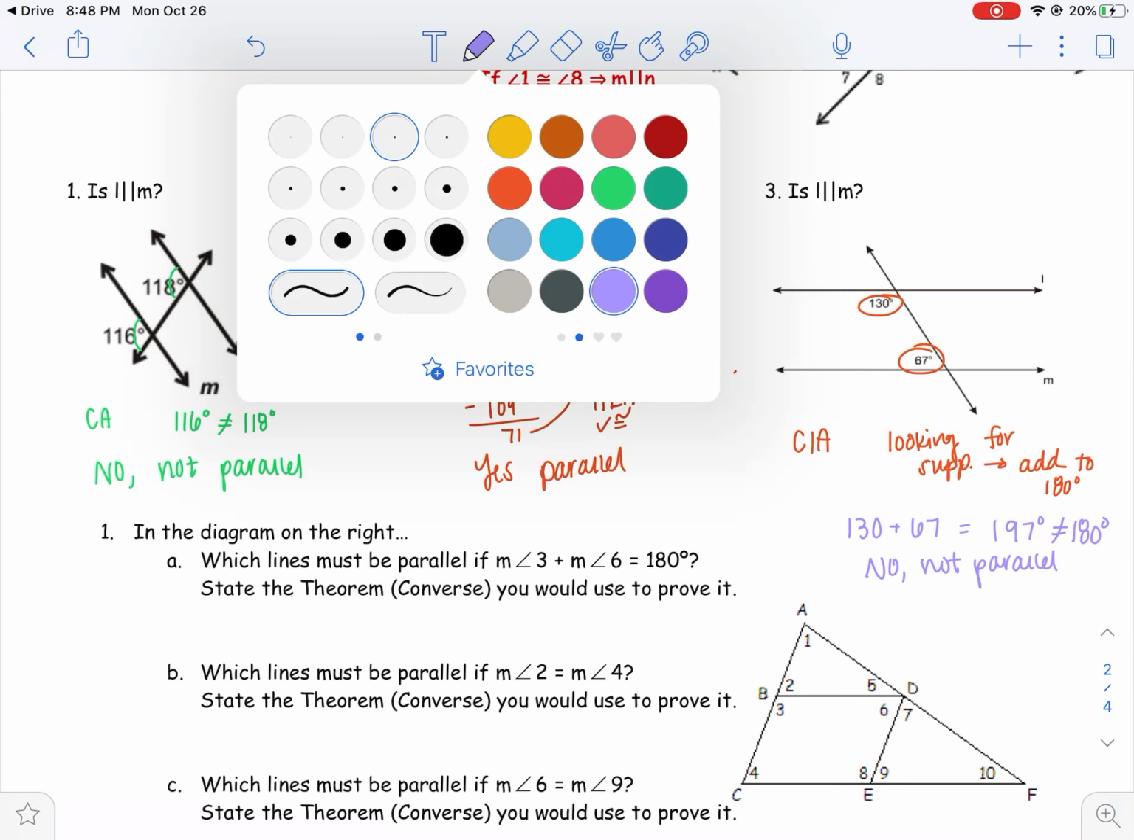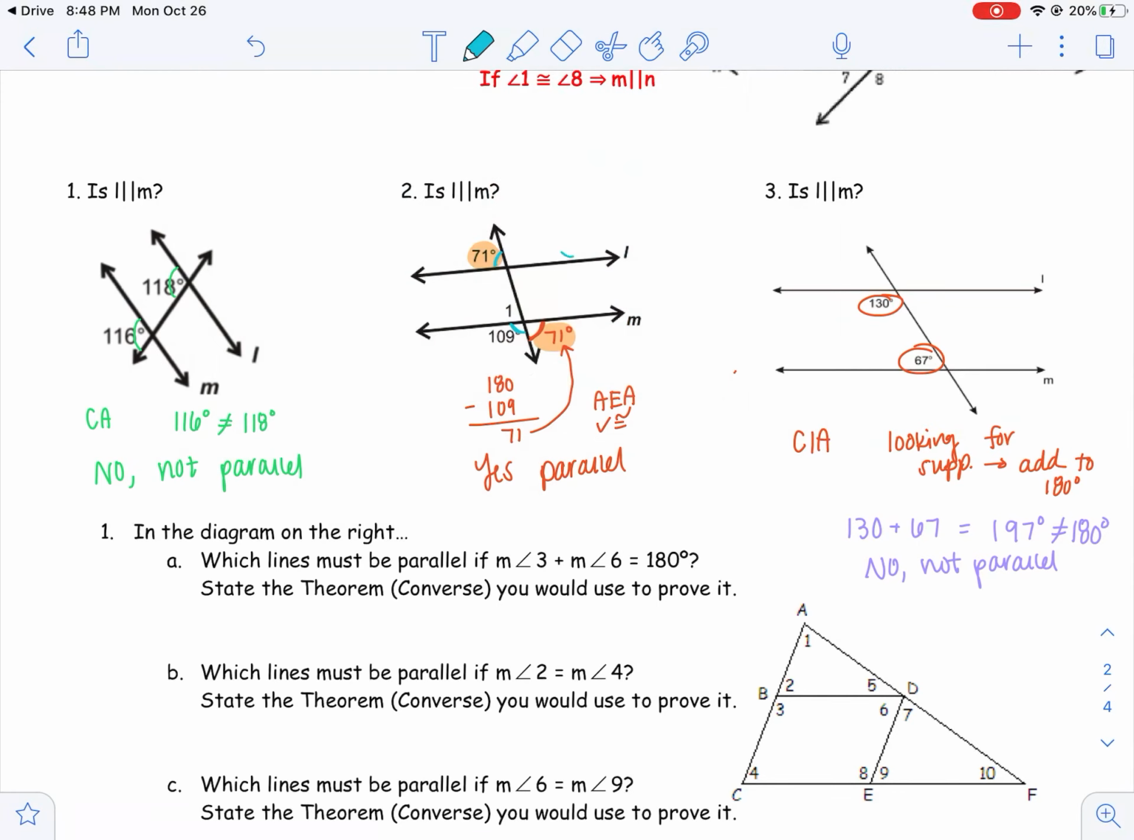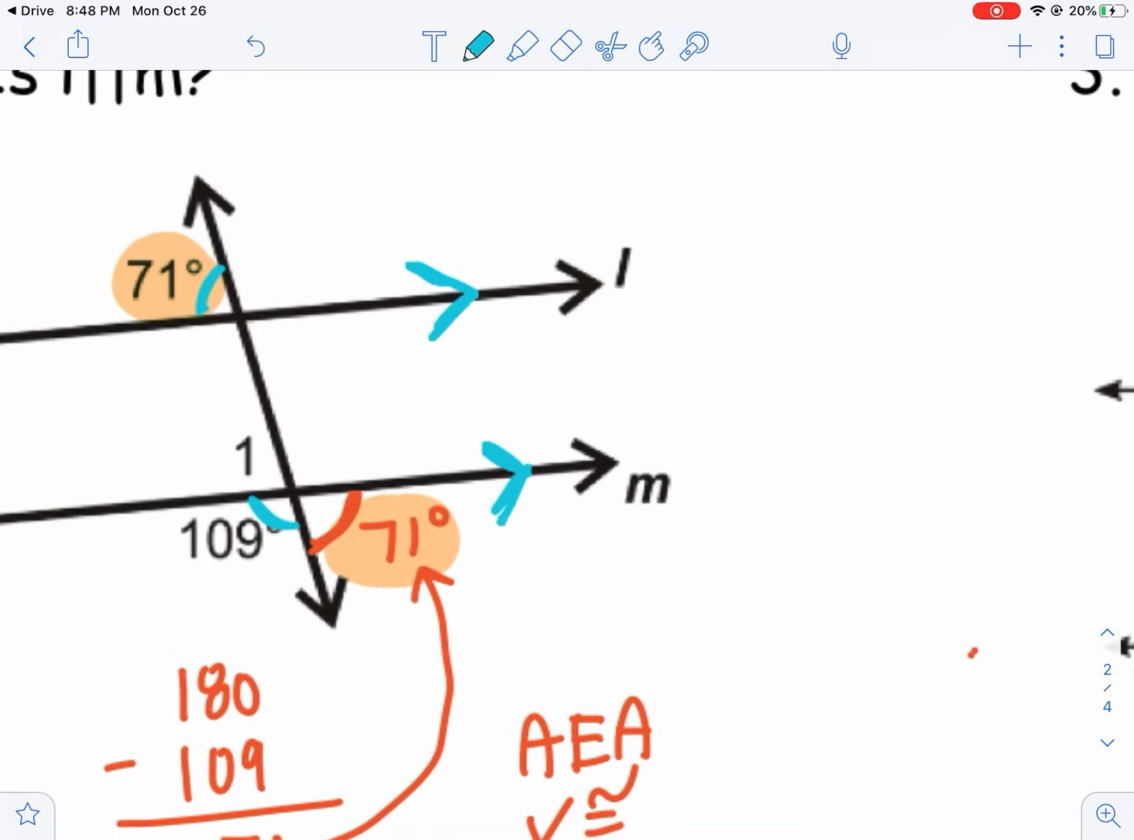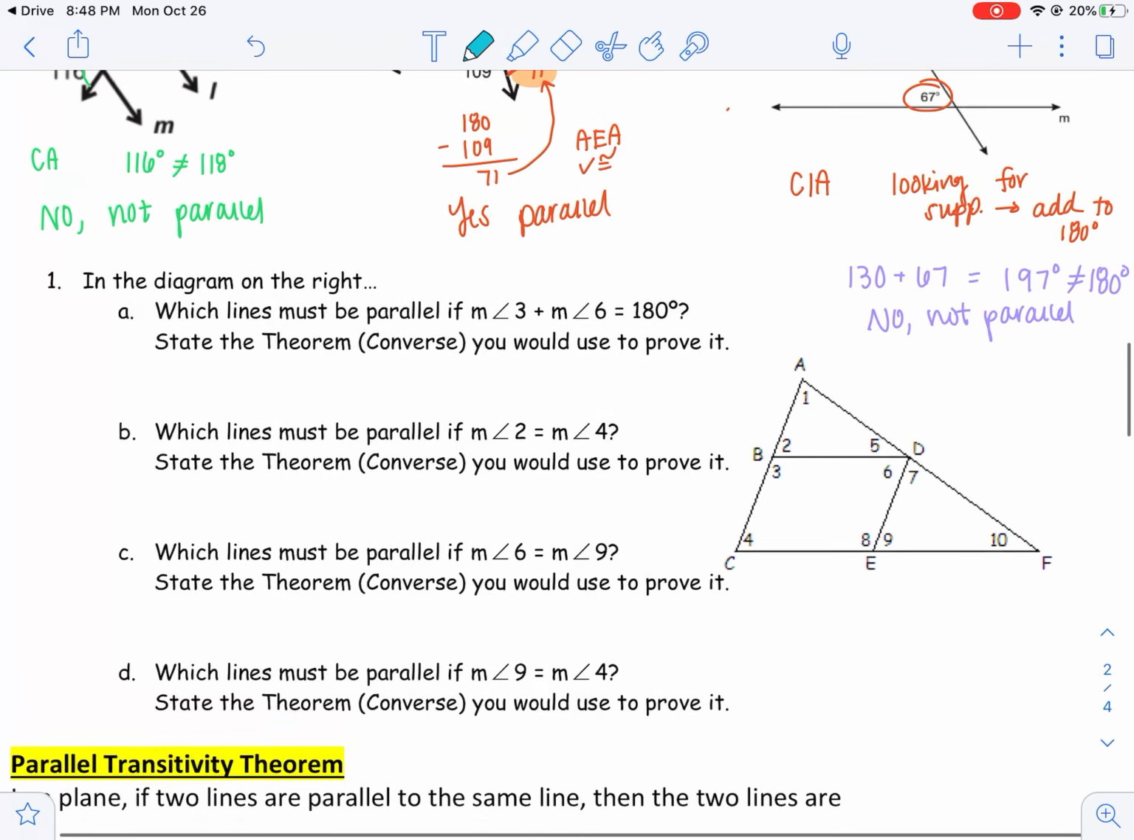And just make sure that if it is parallel, we practice putting those arrows in. Okay? Like I did right here. I just put those guys in knowing that it's parallel.